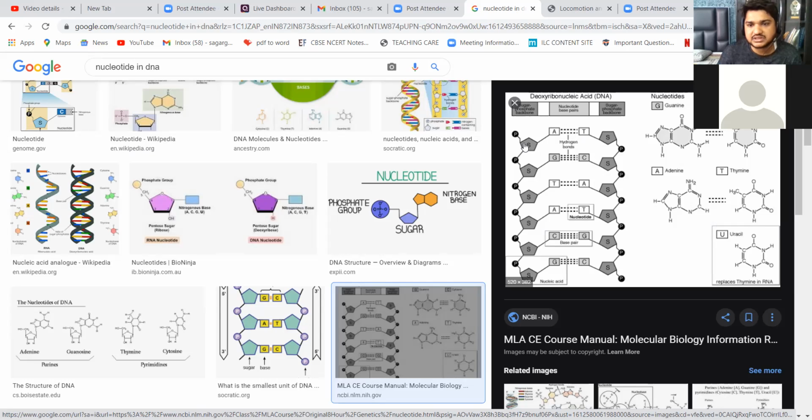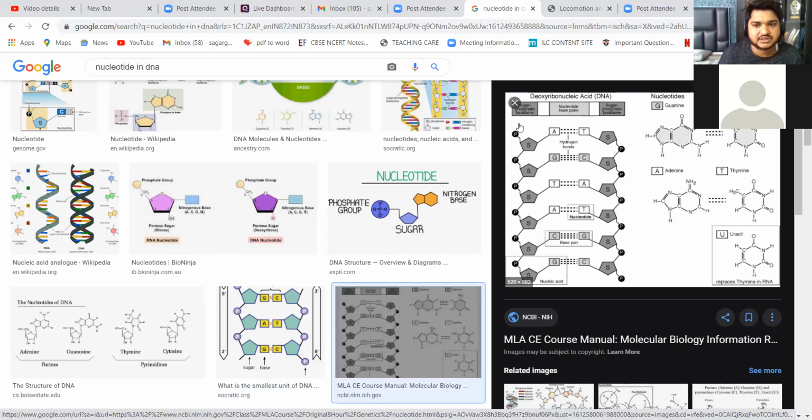So this is completely a nucleotide, and they are forming the hydrogen bond. Adenine forms two hydrogen bonds with thymine. Guanine always forms three hydrogen bonds with cytosine, as I showed you. So adenine and thymine have two hydrogen bonds; guanine and cytosine have three hydrogen bonds. You have to remember that.